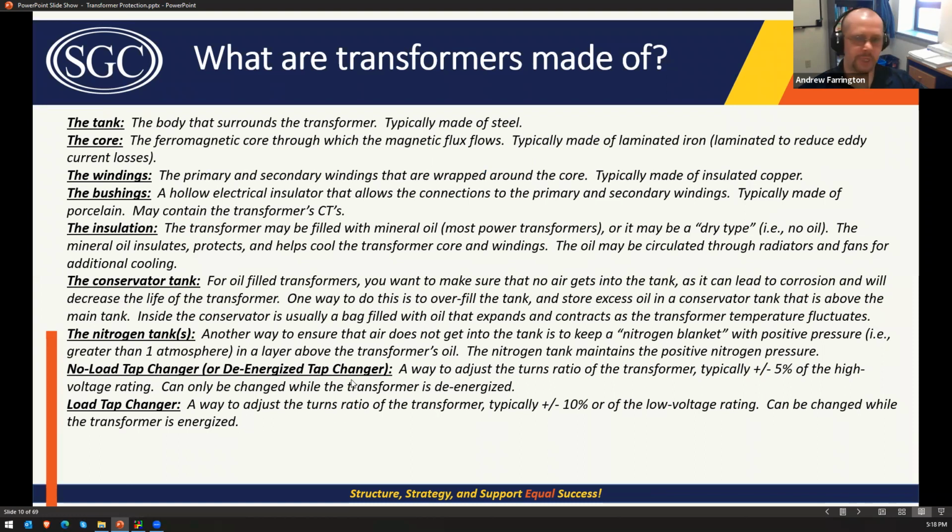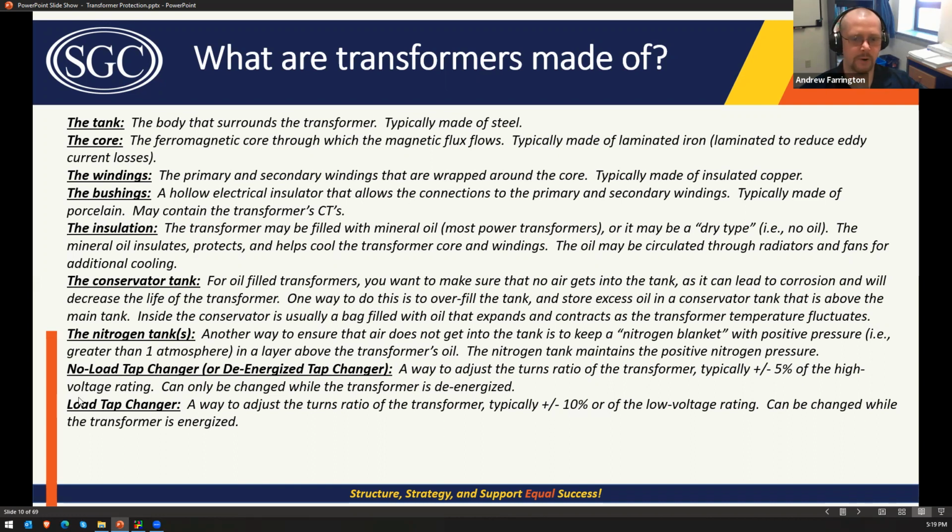The no load tap changer, also known as the de-energized tap changer, is a way to adjust the turns ratio of the transformer. It's typically plus or minus 5% of the high voltage rating, and it can only be adjusted when the transformer is de-energized, which is why they call it the de-energized or no load tap changer. You may also have a load tap changer.